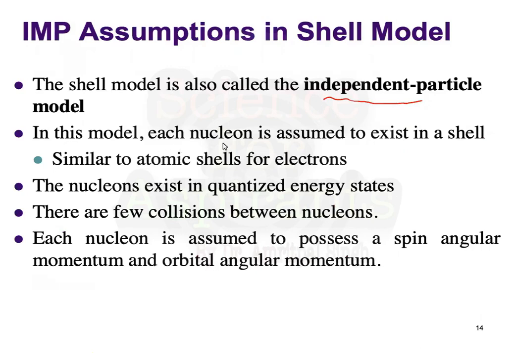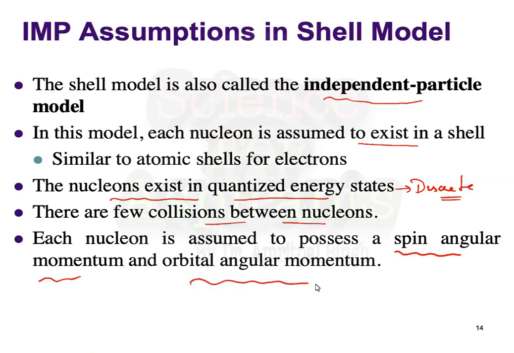In this, they considered that the nucleons exist in the form of a shell. The nucleons have a discrete energy distribution, not a continuous energy distribution. There are also collisions, and due to these collisions some neutrons or protons exchange their energy, and due to that there is some spin angular momentum and orbital angular momentum which exist between these nucleons. So these are some of the assumptions.